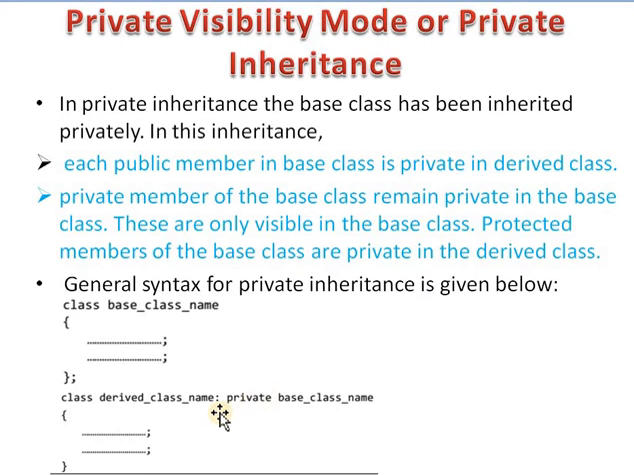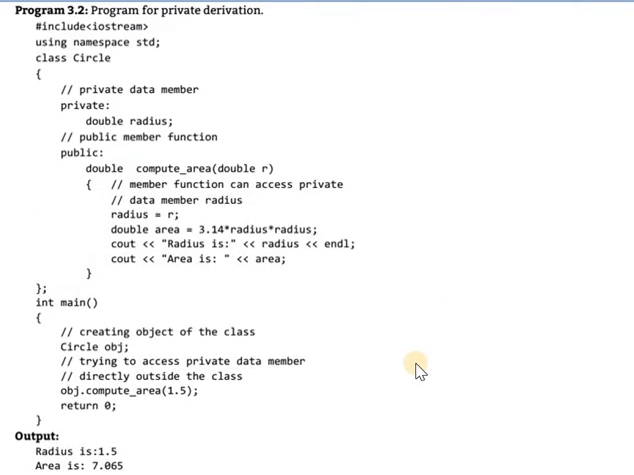This is the private visibility mode, or private inheritance. Let's see the program for the private inheritance. Private data member: this program demonstrates the private derivation. Here the data member radius is defined as private.